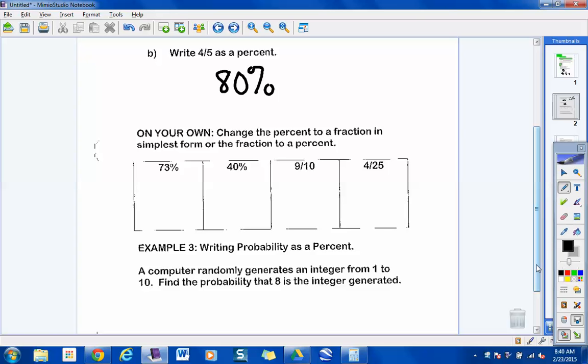On these 4 problems, anybody need more time with these 4 on your own? I do. Okay, Jen, let me know when you're done, bud.